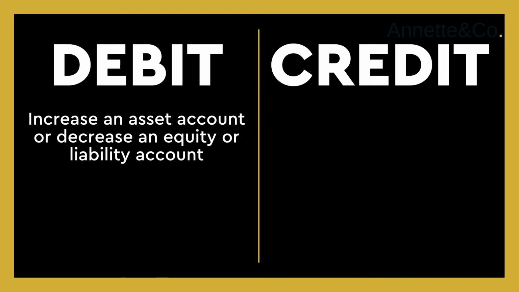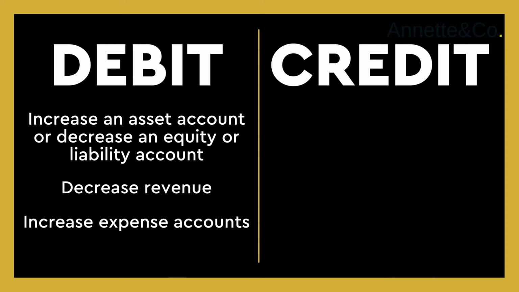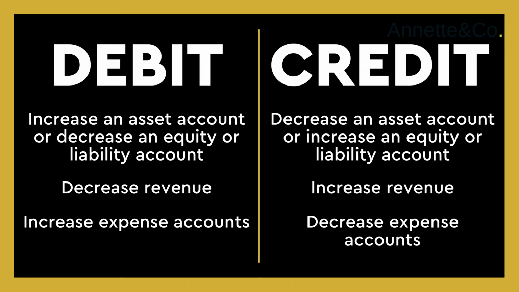So this is where it gets a little bit technical, in the weeds of debits and credits. Debits are an increase in an asset account or a decrease in an equity or liability account. A debit is also a decrease in revenue or an increase in an expense account. And a credit is a decrease in an asset account, or an increase in equity or liability accounts, an increase in revenue, a decrease in expense accounts.